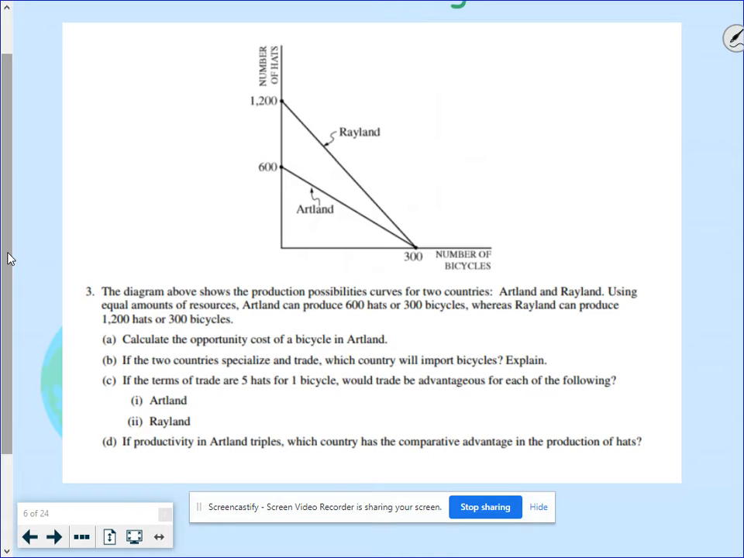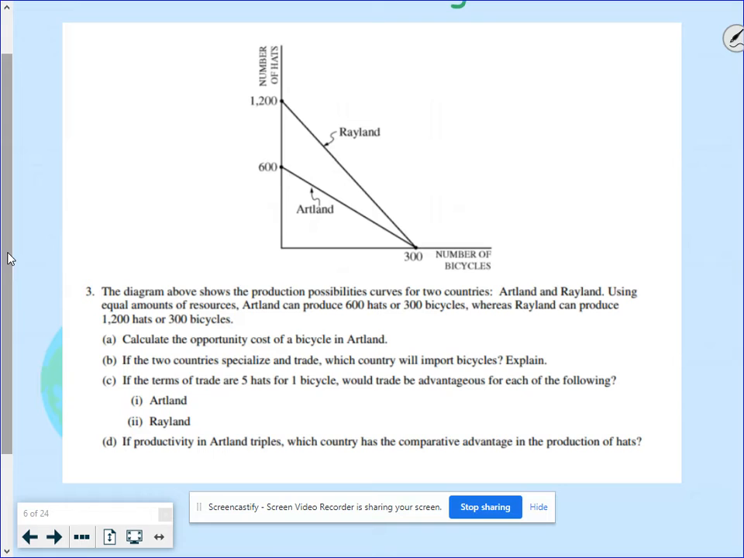B, if the countries specialize and trade, which country will import bicycles, and explain. C, if the terms of trade are 5 hats for 1 bicycle, would it be advantageous for Artland or for Raylan? Either, both, one or the other. And D, if productivity in Artland triples, which country has the comparative advantage in the production of hats?